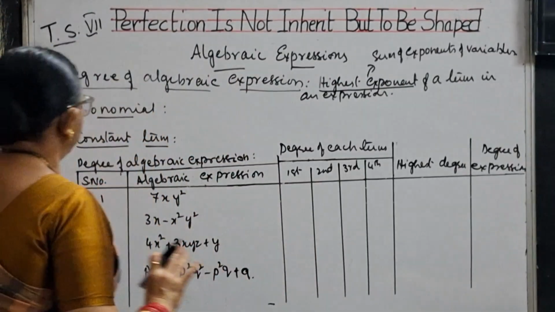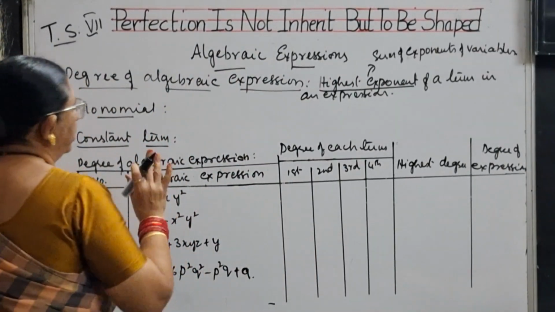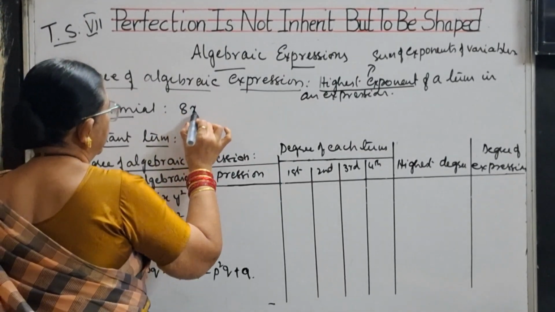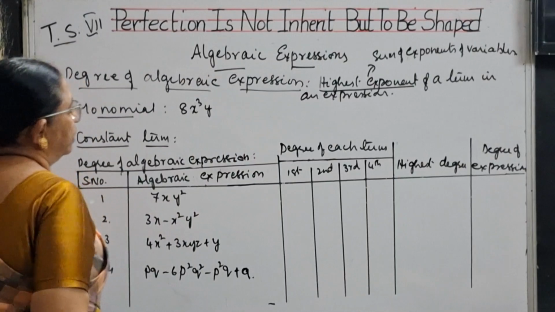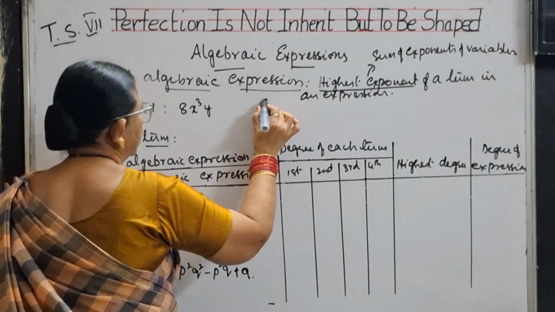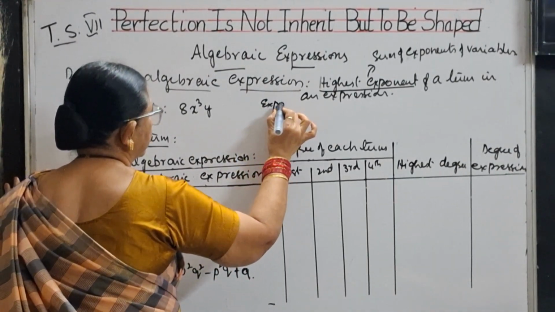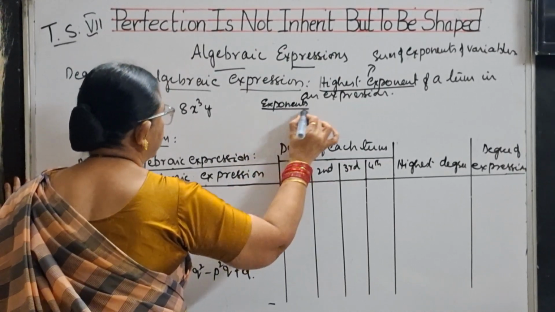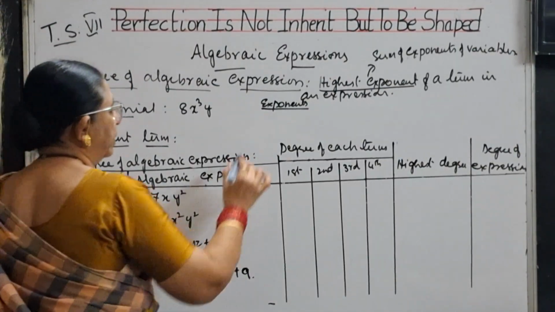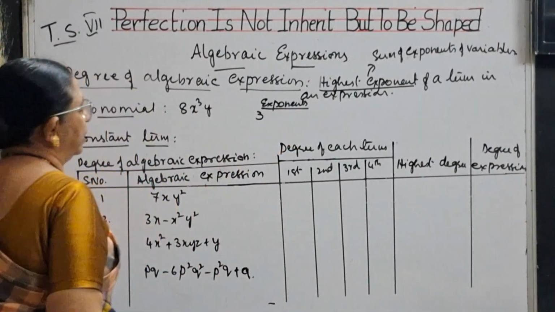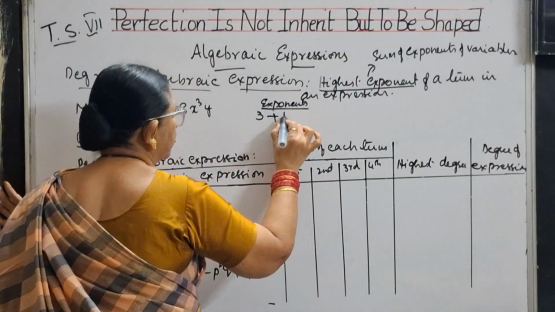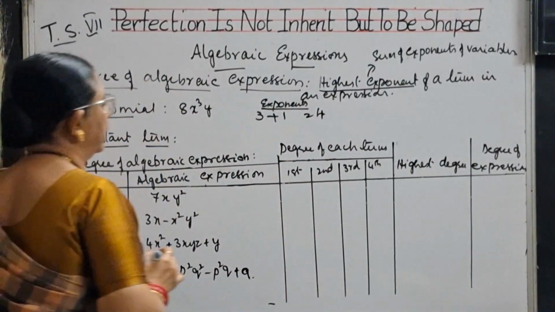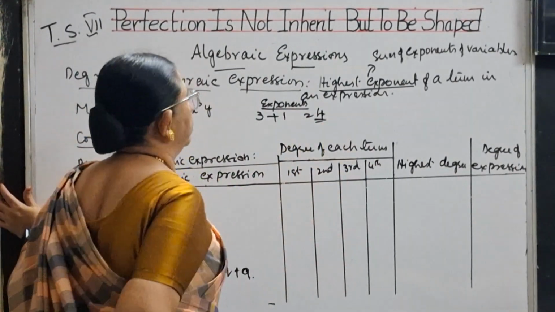So now we are going to talk about monomial. What is the monomial degree? Suppose you have got 8x cube y. So here I am giving exponents. What are the exponents you are having? For x you have got exponent as 3, and for y you are having exponent as 1. So total how much? 4. So degree of monomial here is 4.